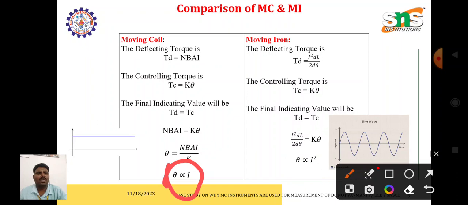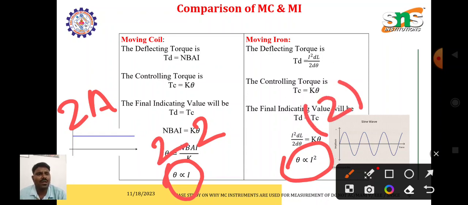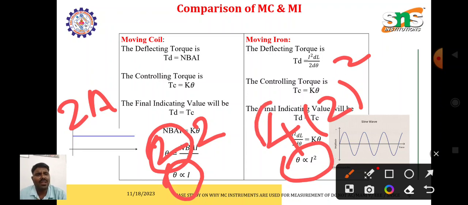Now if you see this equation, if I apply a current of 2 amps DC, the deflection in the moving coil is 2, and in the moving iron, squaring the current gives a deflection of 4. So both moving coil and moving iron can operate under DC.